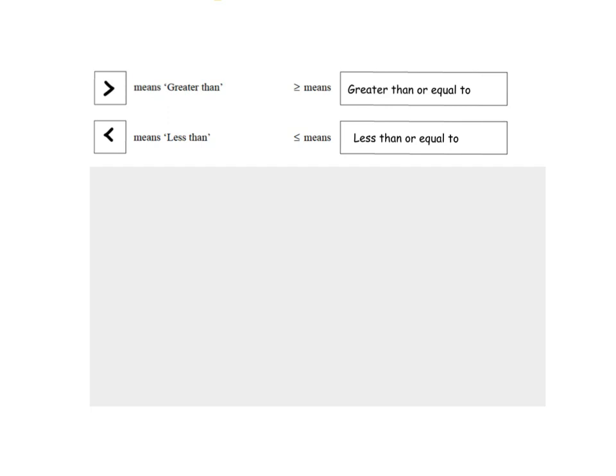Okay, so we're going to have a look in this video at inequalities. So let's start with the symbols. Hopefully you're familiar with these. So we've got this symbol here, which you read as greater than. This symbol here means greater than or equal to. So the little line underneath that makes it look like an equals means it could include the number as well. Less than, and then less than or equal to. So those are our four main symbols that we use with inequalities.